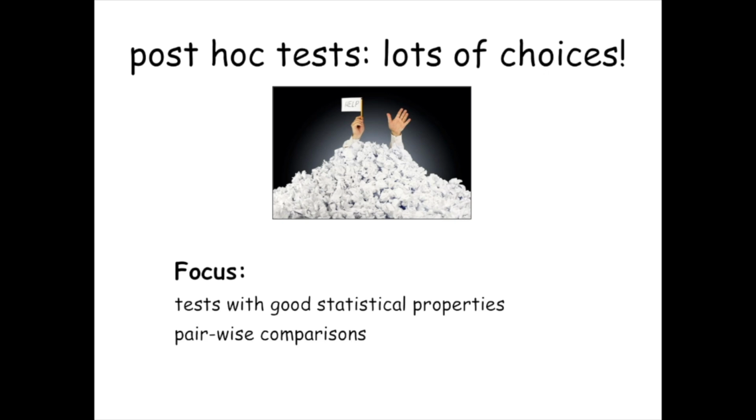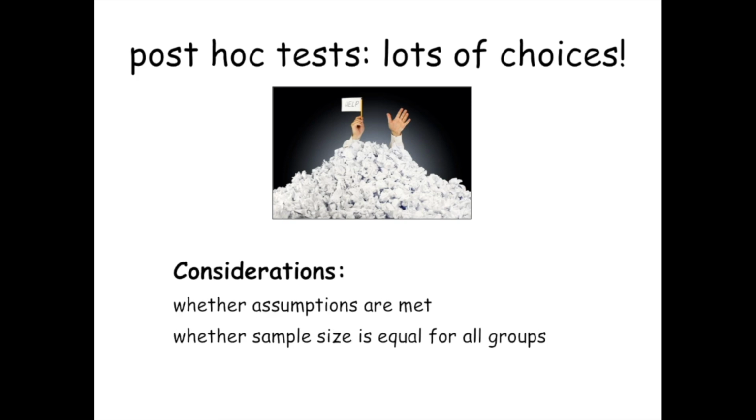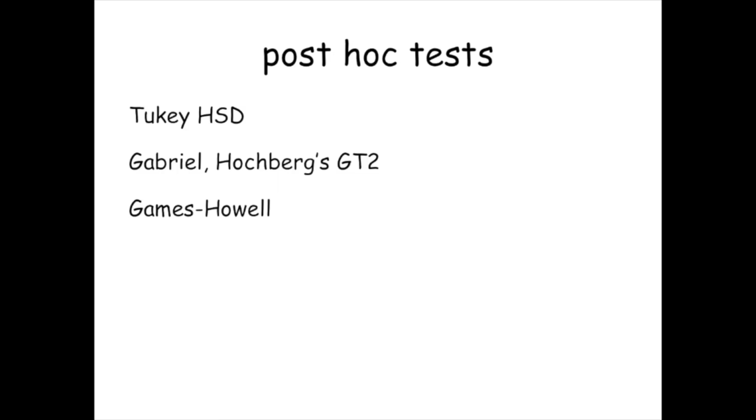To help with this, I'm going to narrow the focus to just a few tests that have been shown to have good statistical qualities and procedures that use pairwise mean comparisons, since these are the most widely used. When determining the appropriate procedure, it's important to take into account whether all the ANOVA assumptions have been met, and whether the sample size is the same for each group. We'll look at the Tukey HSD, or honestly significant difference test. We'll also look at the Gabriel and Hochberg procedures and the Games-Howell test.